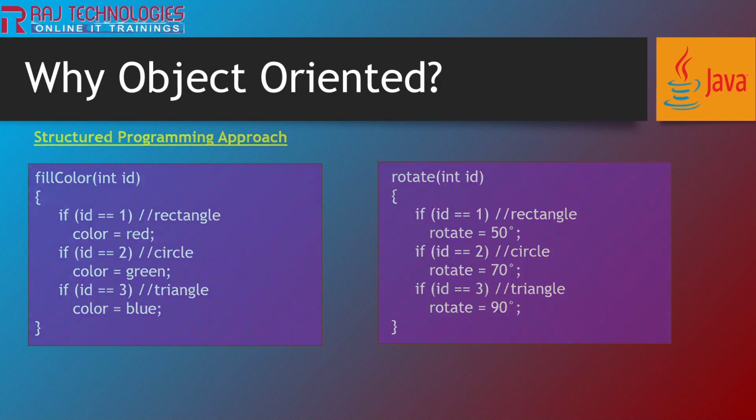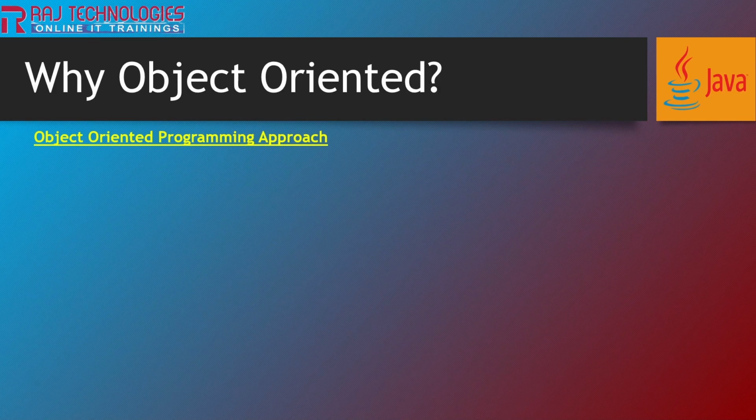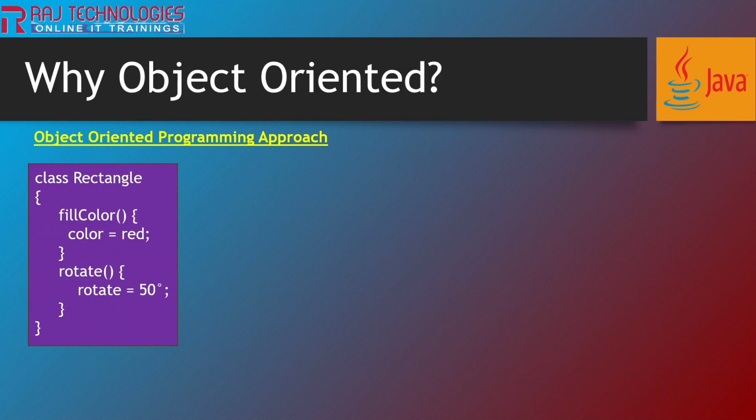Now, let us develop the same thing with the object-oriented programming approach. In object-oriented, we think in terms of real-time entities. So what are the entities here? What are the shapes here? Like rectangle, circle and triangle. So we think in terms of class now. We create a class rectangle with a functionality fill color, color equal to red, rotate equal to 50 degree. So the functionalities go inside the class here. The behavior goes inside the class rectangle.